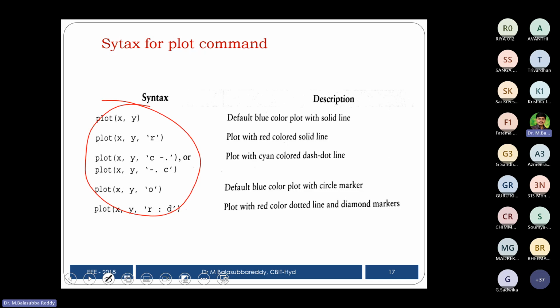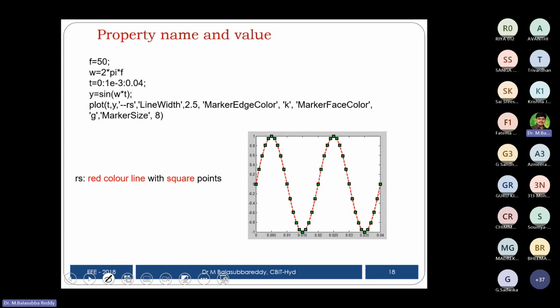Same data x comma y you have, or you enter it as vector x and vector y, and try to use this plot command with different options and run it. You will get different types of plots. You can easily observe, if I change something, what plot we get.